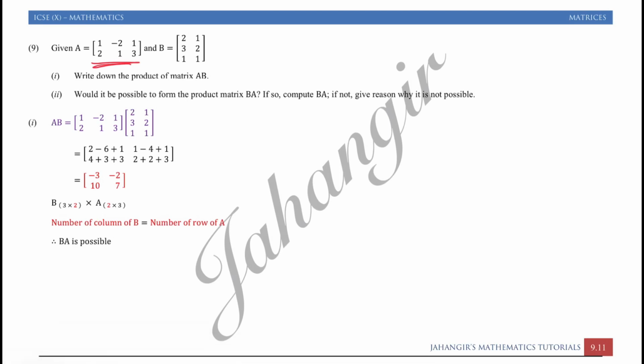Now first we have to check whether BA is possible or not. So let's write B का order is 3 by 2, because it has 3 rows. देखो, see, 3 rows and 2 columns.